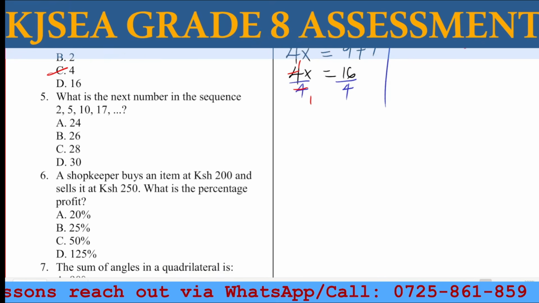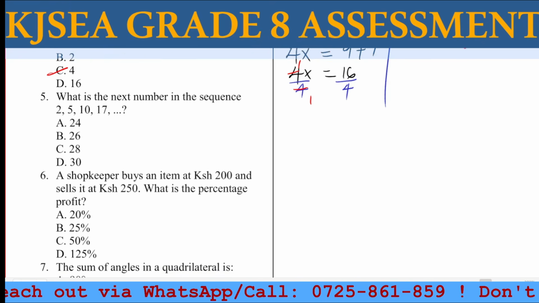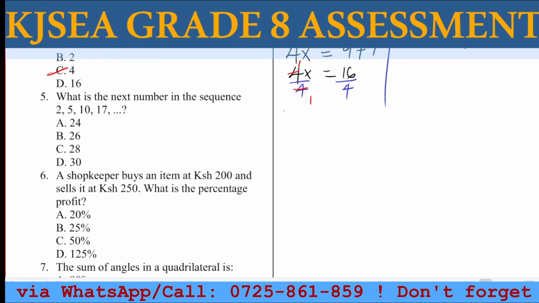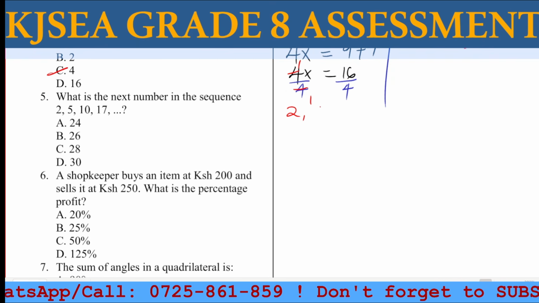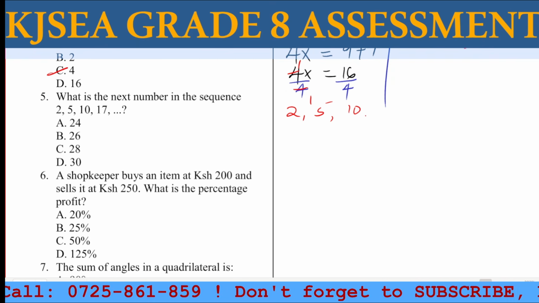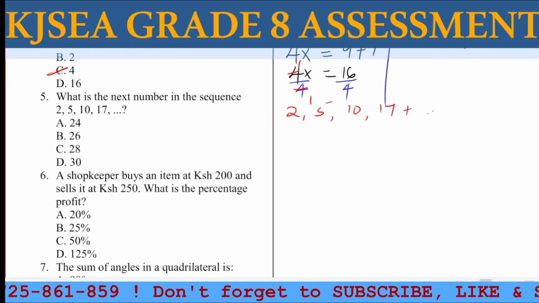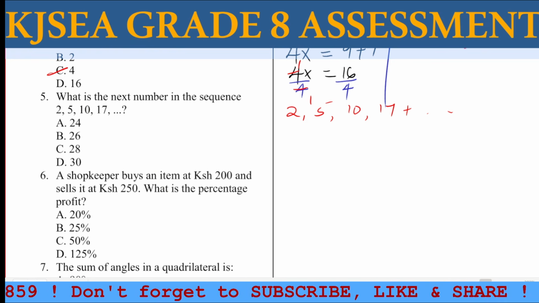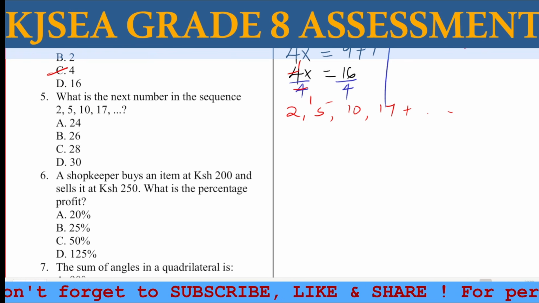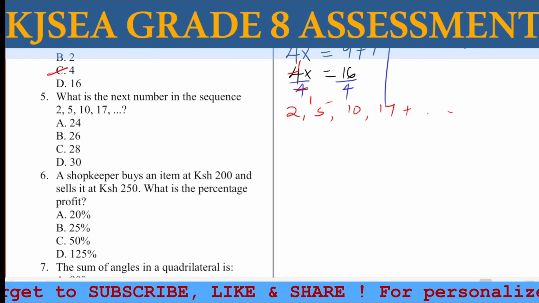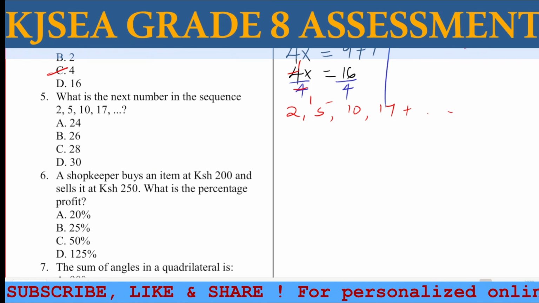Question 5, what is the next number in the sequence? So you have the sequence 2, 5, 10, 17. You need to find the pattern, what is happening, what is the rule in this sequence. This is how we do it.